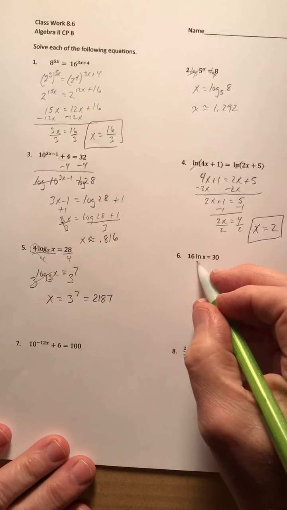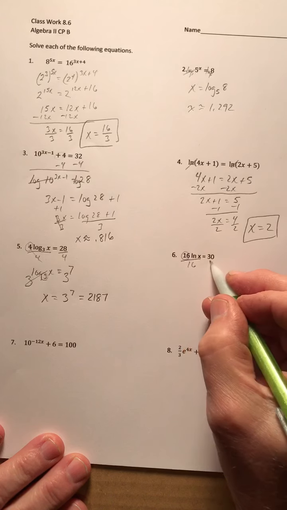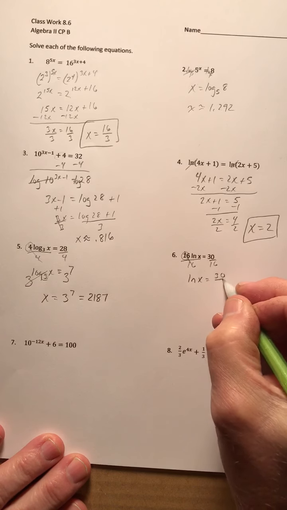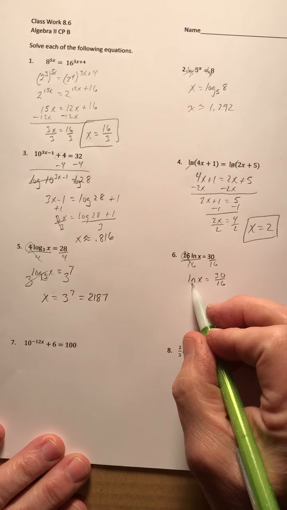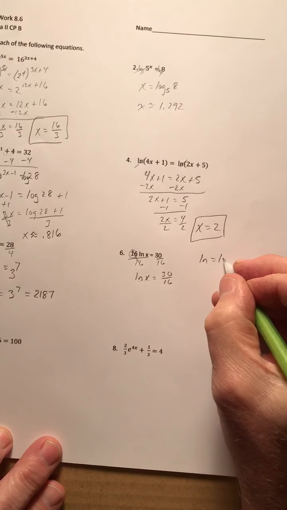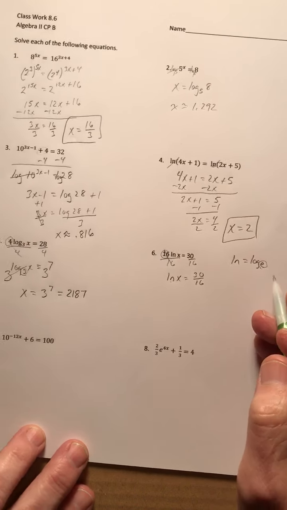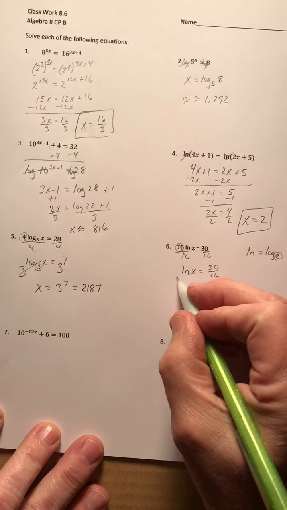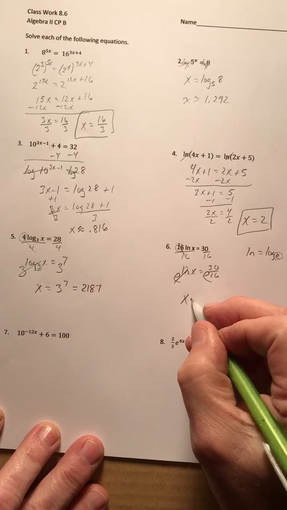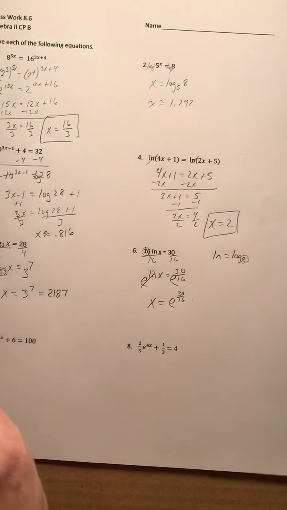All right, and then number 6. First thing we got to do is get rid of 16. So we divide by 16, they cancel out. And I got ln x equals 30 over 16. Now, to get rid of ln, remember, we talked about this before, ln is the same as log base e. So our base is e, so that means we got to change this into an exponent of e. They cancel out, and we get x equals e to the 30 divided by 16 power.